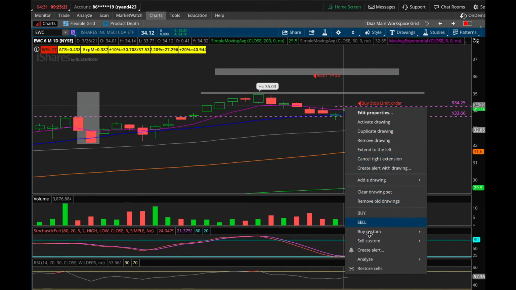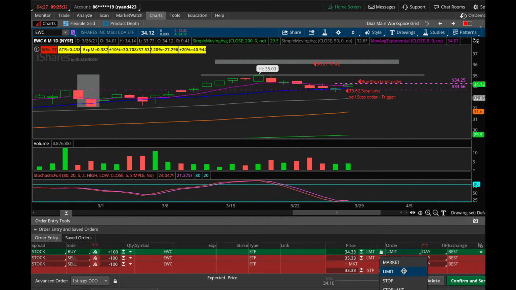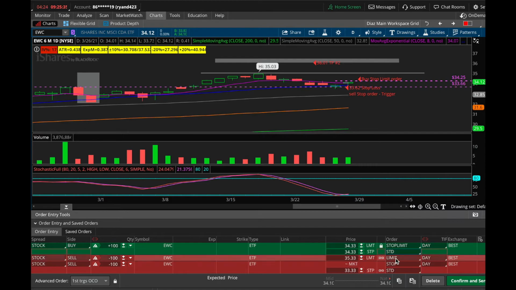We'll do it this way. We'll right click here. We're going to buy custom OCO bracket order. We're going to do a buy stop limit. Our TP, this is our TP, our stop. Our stop, we said it was going to be 33.62. Again, this triggers us out of the trade in case it goes in the wrong direction. Our stop is going to be, which is our buy stop to enter in, is going to be 34.25.